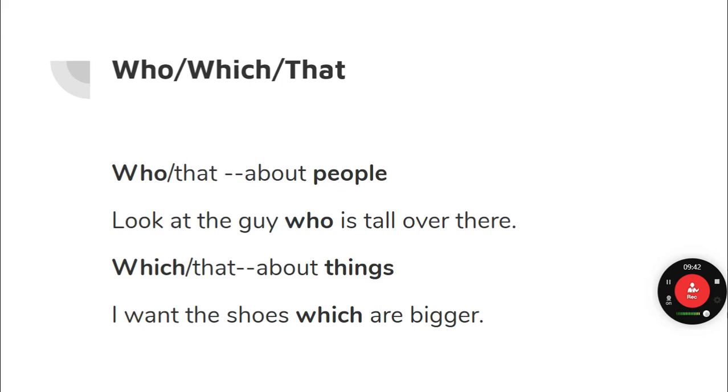Okay, who or that is about people. Look at the guy who is tall over there. Which or that is about things. I want the shoes which are bigger. Never use which about a person. Use who about a person. Which is about a thing. You also don't use who when you're talking about a thing. You only use it for people.